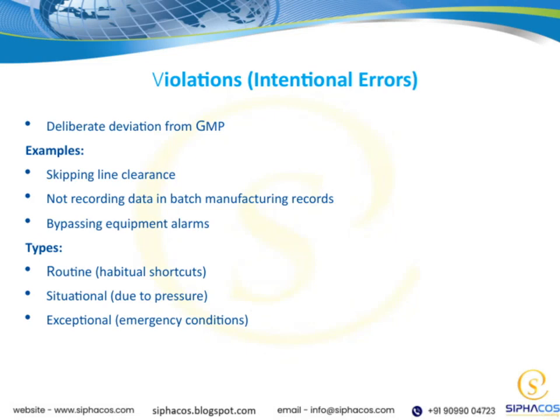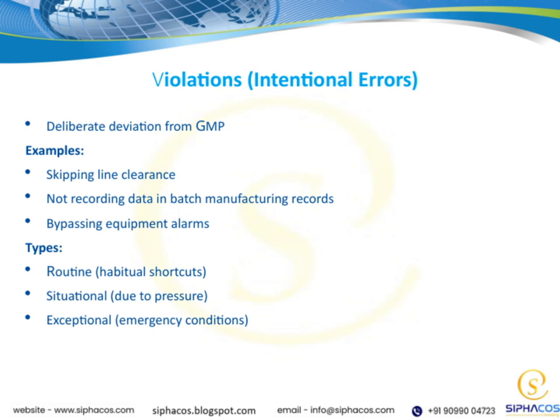Now let's talk about violations, specifically intentional errors. These are deliberate deviations from good manufacturing practices, or GMP. Such violations might include skipping line clearance, which is critical to prevent cross-contamination, or not recording data properly in batch manufacturing records, which compromises traceability. Sometimes, operators bypass equipment alarms, ignoring warnings that could prevent issues.